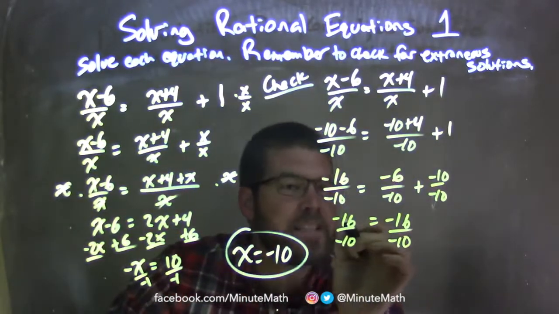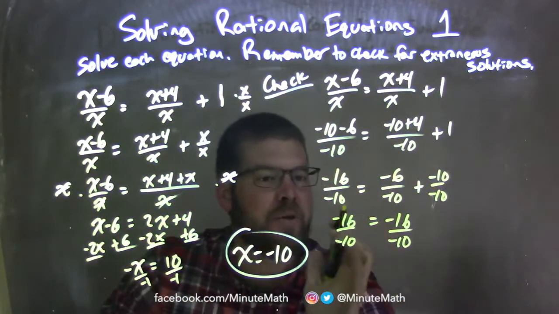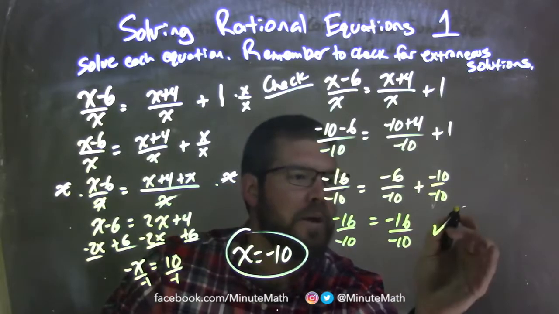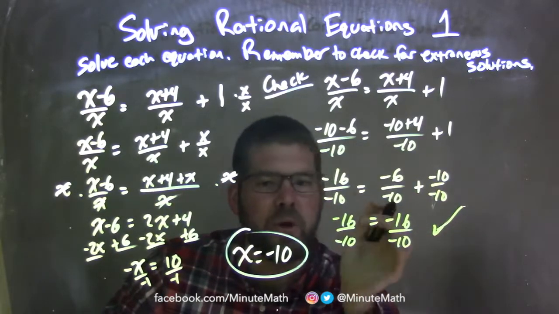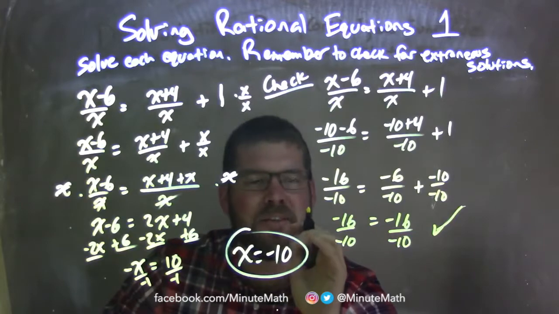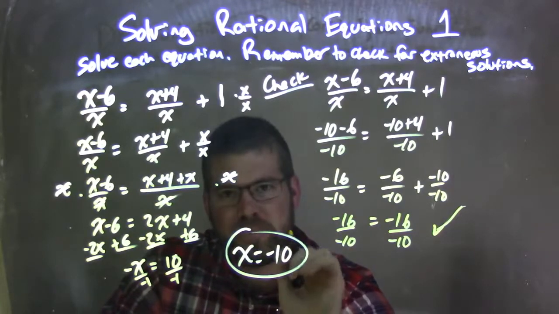Now, of course, I know I can simplify both of these fractions, but I've already shown that they're exactly equal left and right. We can say we're done there. We've shown that. Check. We're good. Confirming that negative 10 is not an extraneous solution, but our real solution.